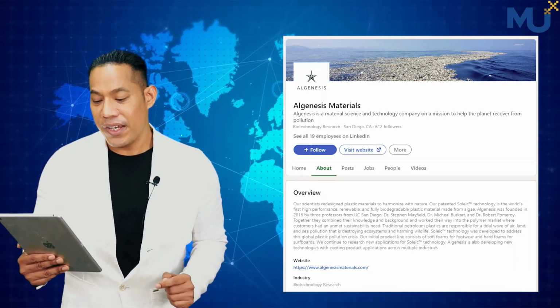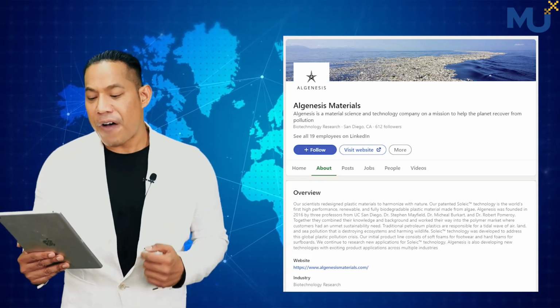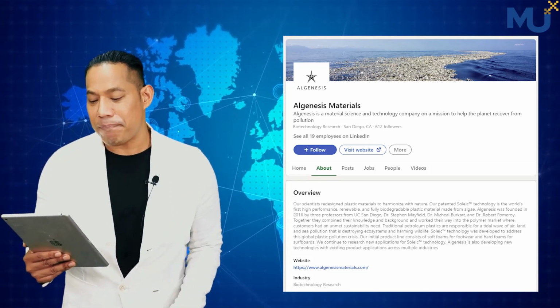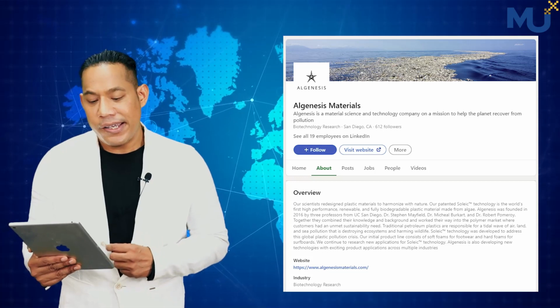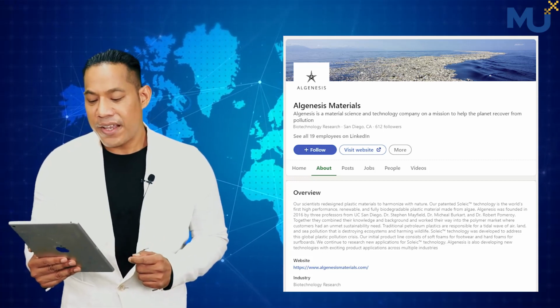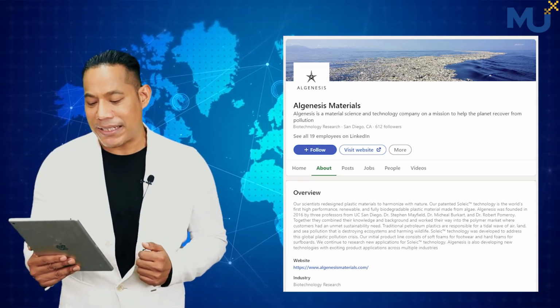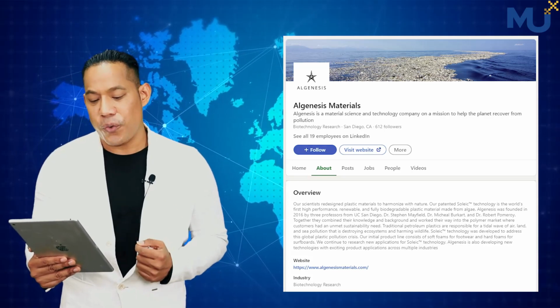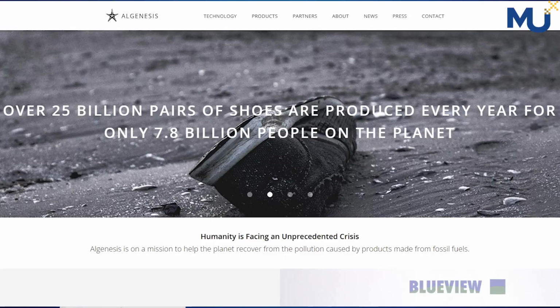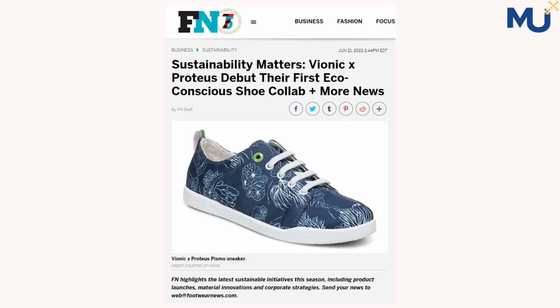Algenesis Materials. Do you know that 532 billion pounds of plastic are landfilled or incinerated each year? This startup, Algenesis Materials, being aware of that issue, produces fully biodegradable plastic made from algae and helps the planet recover from the pollution caused by products that are made from fossil fuels.